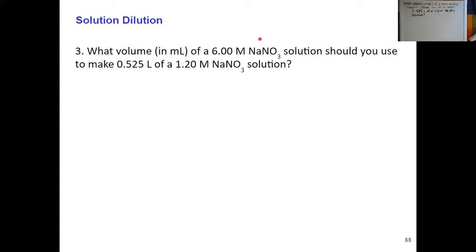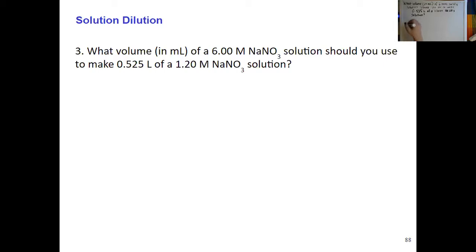Okay, here's another example. We're going to make it a little bit different here. What volume in milliliters of a 6 molar sodium nitrate solution should you use to make 0.525 liters of a 1.2 molar sodium nitrate solution? Okay, so we're starting with a 6 molar solution and we're going to dilute it to 1.20 molar. We want to make 0.525 liters of the diluted solution. So those values are going to go together. And we want our final volume in milliliters, okay?